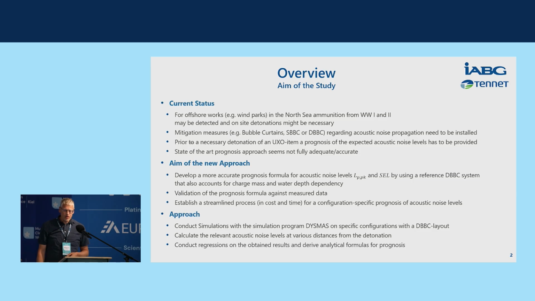For offshore works in the North Sea, ammunition from world wars may be detected, and in that case, it might be detonated on-site if it's not possible to deploy it. So in that case, mitigation measures have to be installed regarding the acoustic noise levels. This is mainly done by bubble curtain installations, in this case, double bubble curtains.